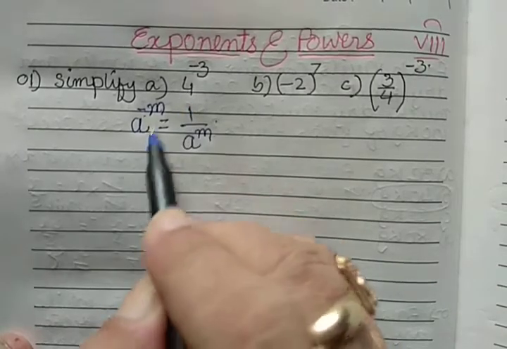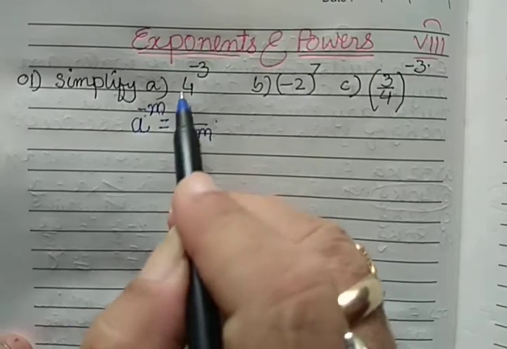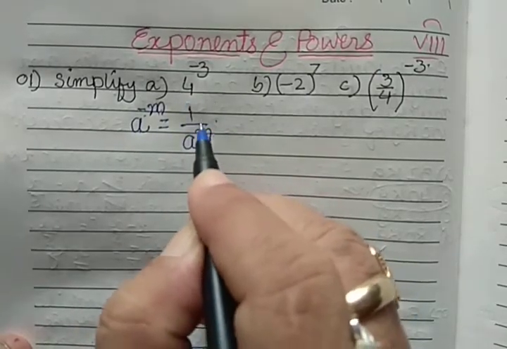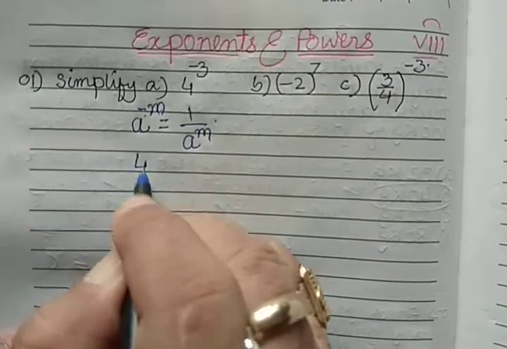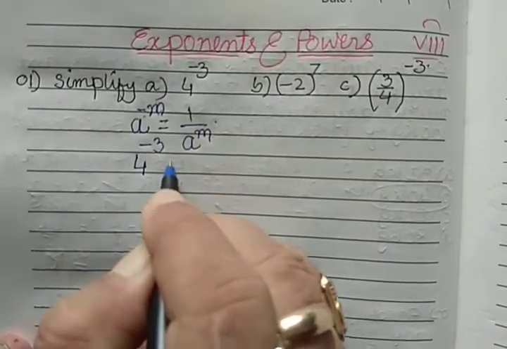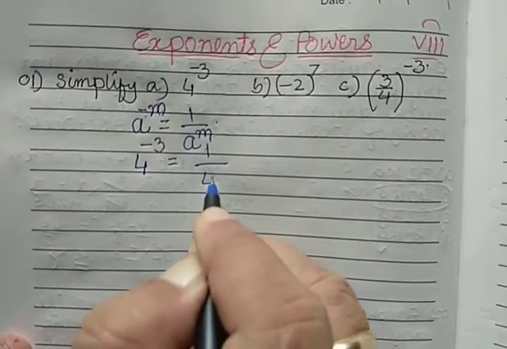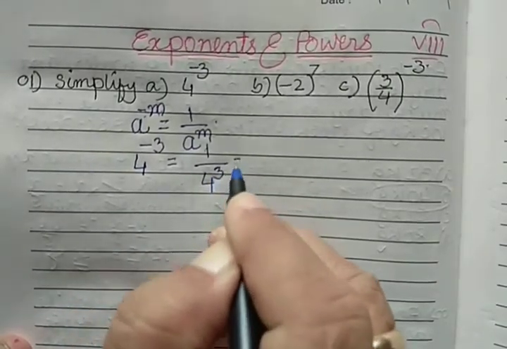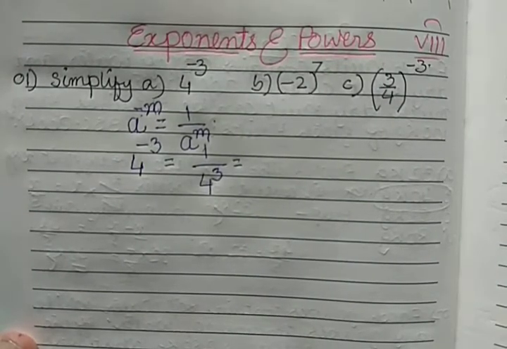In place of a you have 4. In place of m you have 3. So with the help of this formula, let us write 4 to the power of minus 3 as 1 by 4 cube. What is 1 by 4 cube?